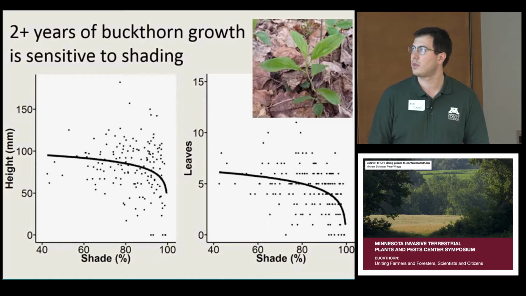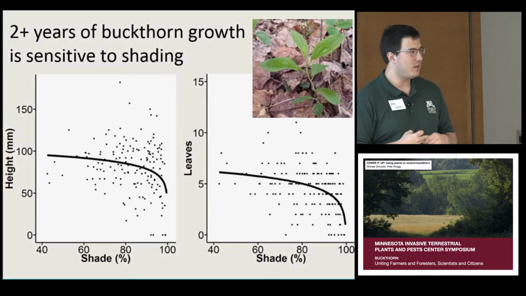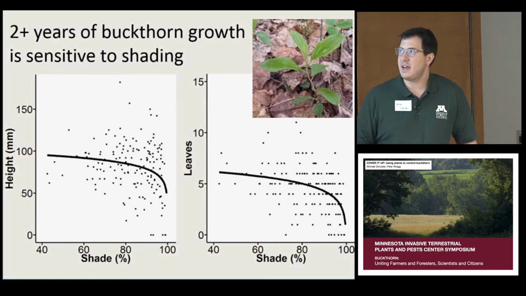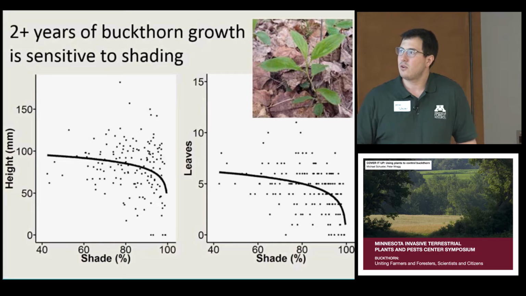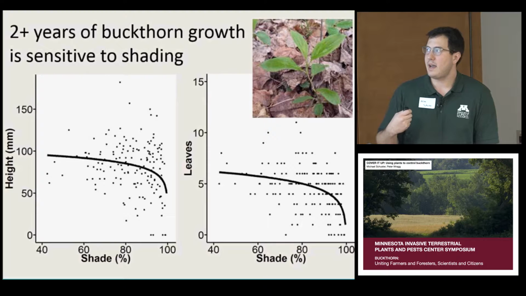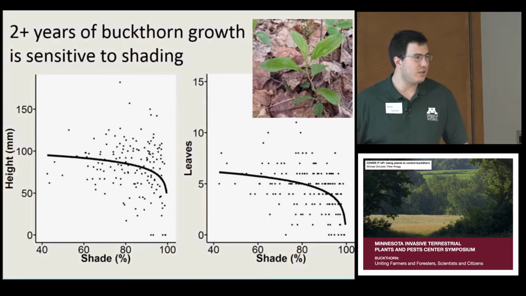So as I mentioned, we monitored the growth of these germinants over the past two growing seasons. And we can see that over that time period, our seedlings have already become sensitive to differences in light availability. So this is percent shading on the x-axis for both of these graphs, and then either height of the germinant or the number of leaves present on it on the y-axis. And both of these are highly correlated with buckthorn mass. So you can basically look at these as two graphs showing mass of buckthorn.